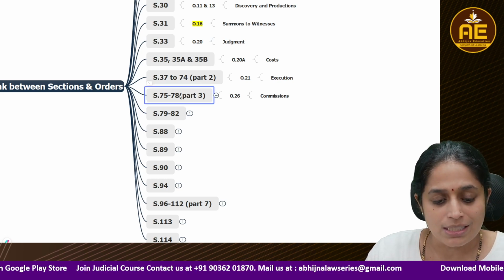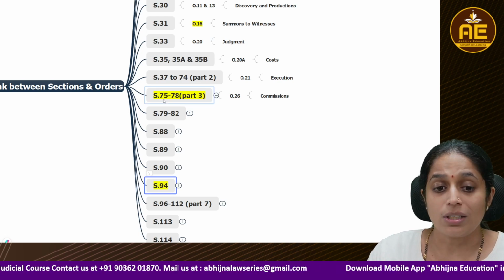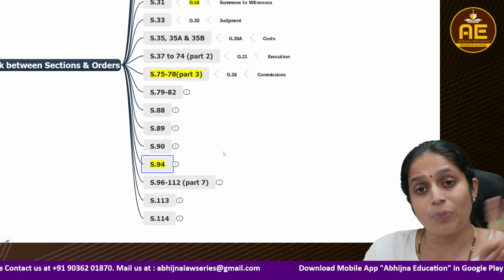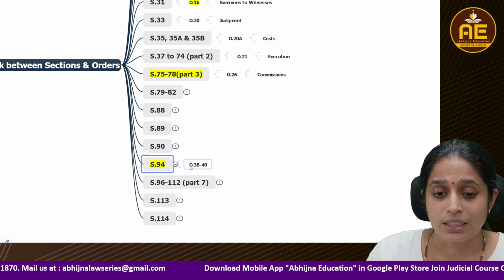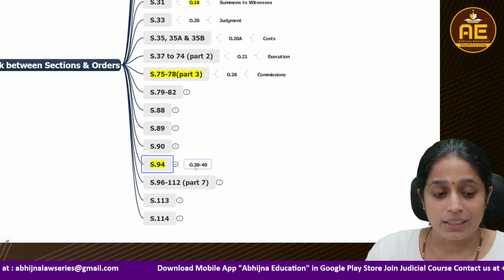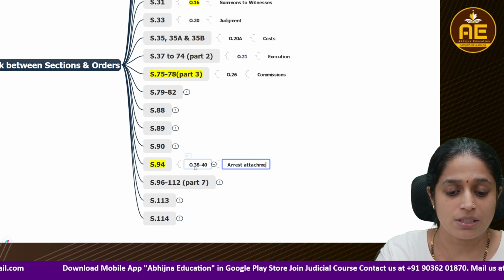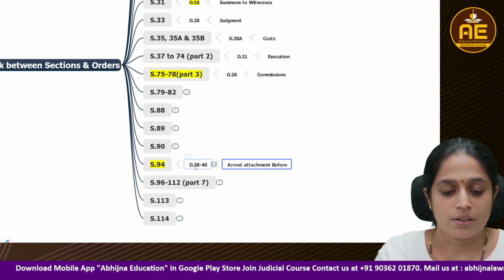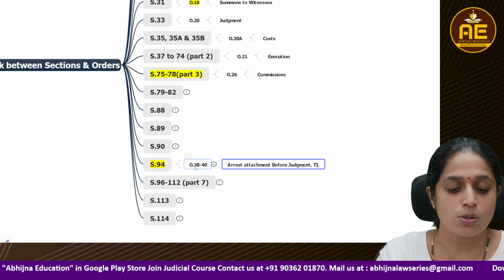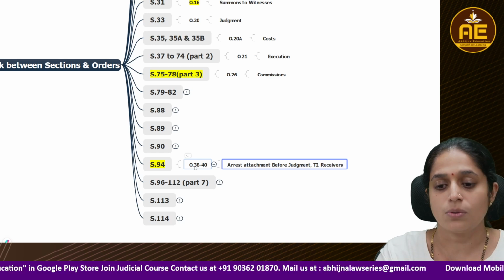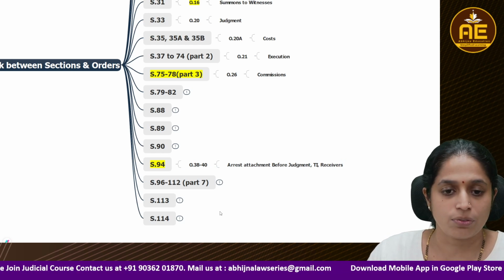So if this is supplementary proceeding, then sections 75 to 78 are incidental proceedings. Section 94 is incidental proceedings. So from order 38 to 40, what are those? They are arrest, attachment before judgment, then temporary injunctions, and also appointment of receivers. So these things are covered from order 38 to 40 and also dealt with under section 94.